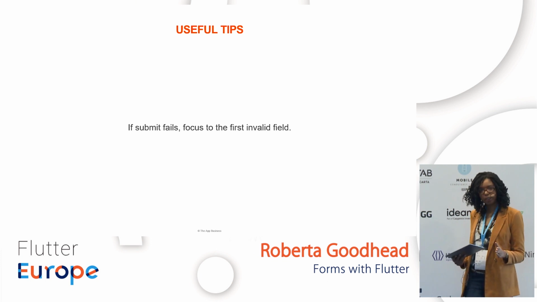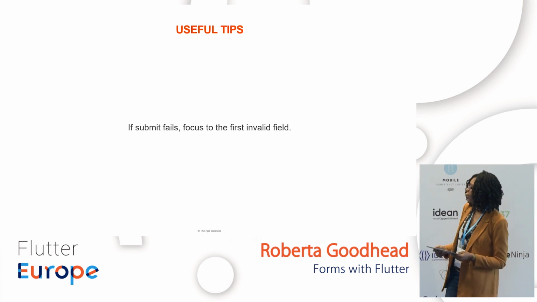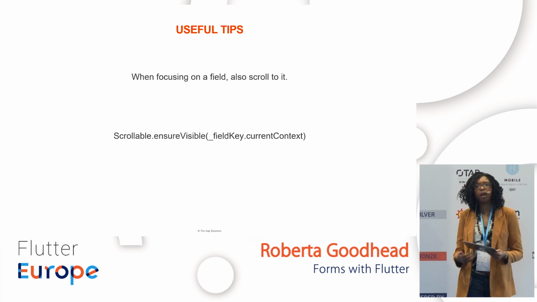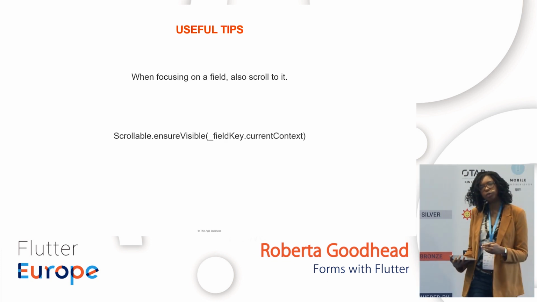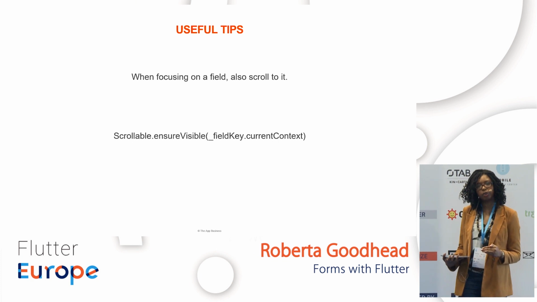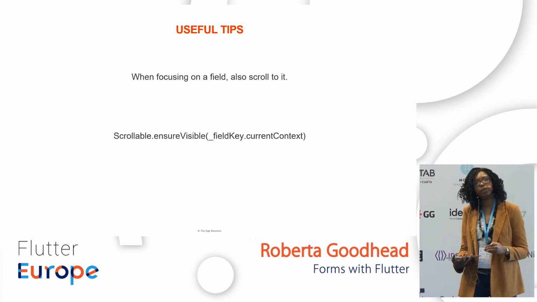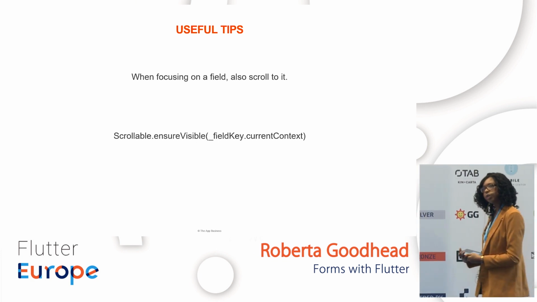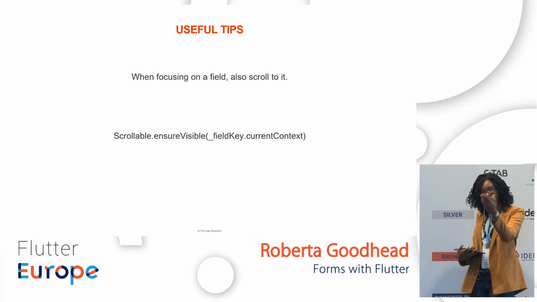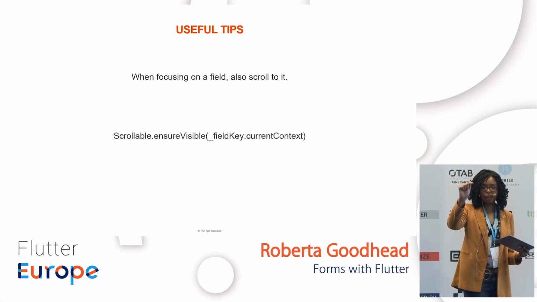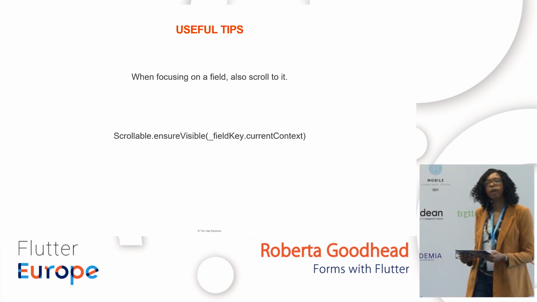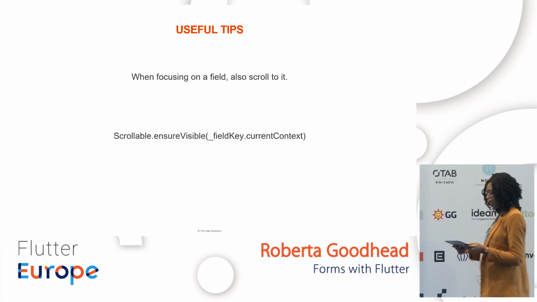If submission fails, then focus to the first invalid field using the focus techniques that I stated earlier. It's also good practice to scroll to that field once you focus on it. So you can call scrollable ensure visible, so that when you focus on a field, you want to make sure that you can actually see it. So this is one way of doing it. You can just get your field key, call current context, and then that way you'll be able to make sure your focus node is visible on screen.